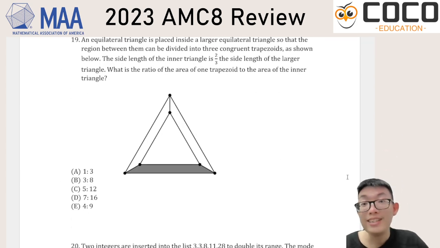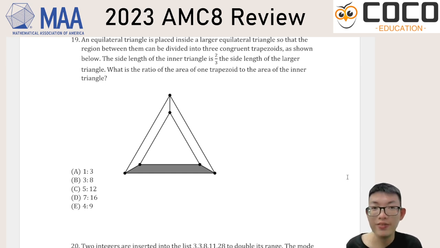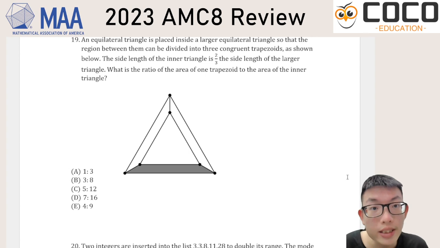Okay. 19. An equilateral triangle is placed inside a larger equilateral triangle so that the region between them can be divided into 3 congruent trapezoids as shown. The side length of the inner triangle is 2/3 the side length of the larger triangle. This is really not drawn to scale.